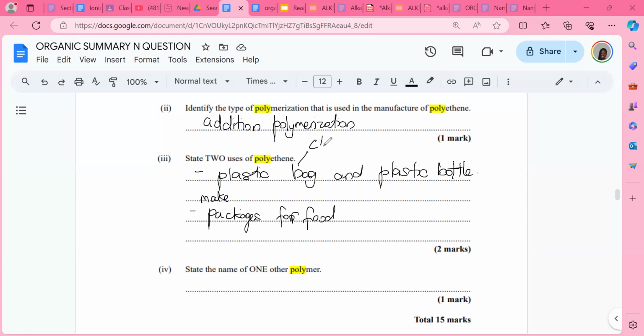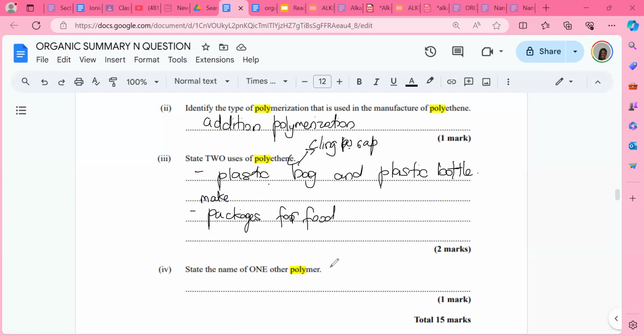I think they were accepting plastic bag and cling wrap as the same thing, although they're not. So be careful how you write, because they have a way to say that these things are all the same. When you're marking, they said plastic bag is the same as cling wrap. So if you put the 2 of them, you would only get 1 mark.